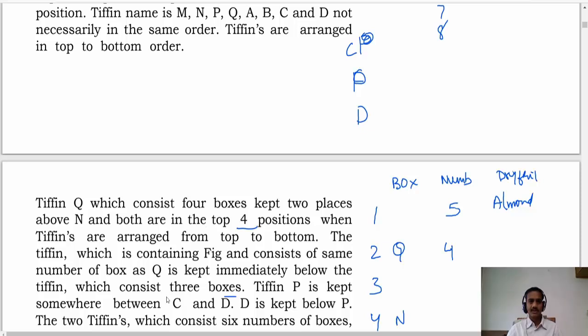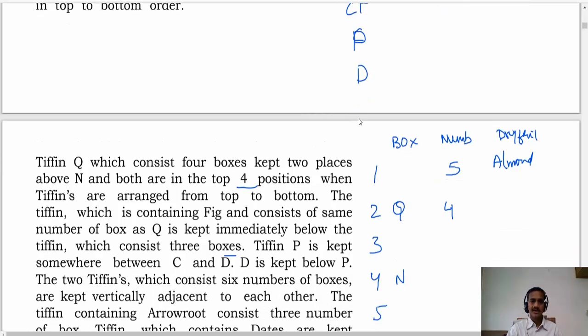P is kept somewhere between C and D, and D is kept below P. So C, P and D must be together, isn't it? C, P and D are in the immediate neighborhood, so they can be in any arrangement. C, P and D, and D is kept below P.